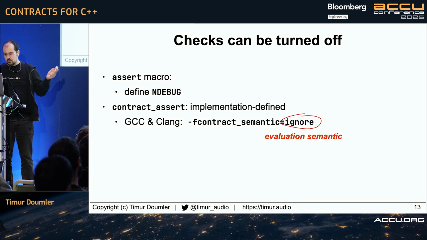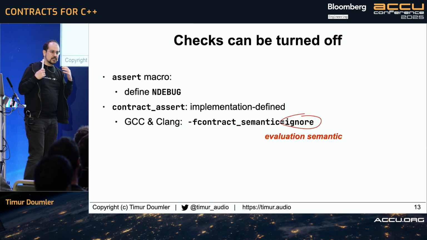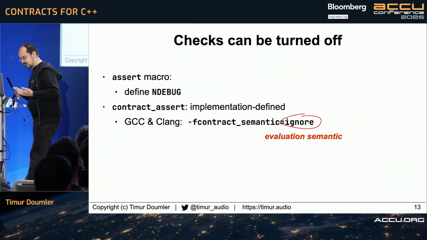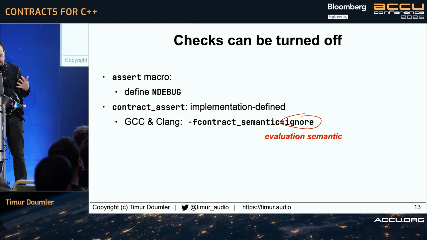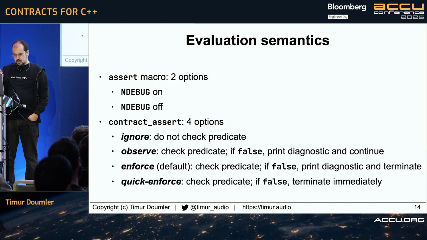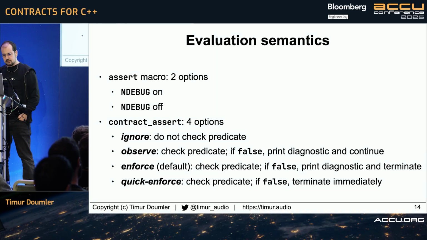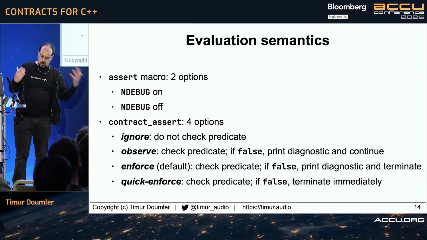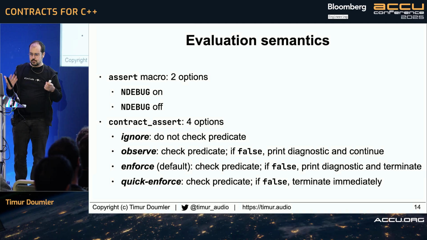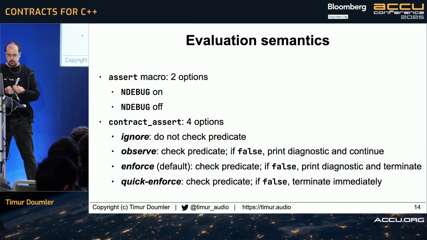This thing, ignore, is called an evaluation semantic. So that's another term we have now in the standard, an evaluation semantic. Each assertion is evaluated with a semantic. And the assert macro has two options, like NDEBUG on or off. Contract assert has four options for which semantic you might be using. We've got ignore, observe, enforce, and quick enforce.